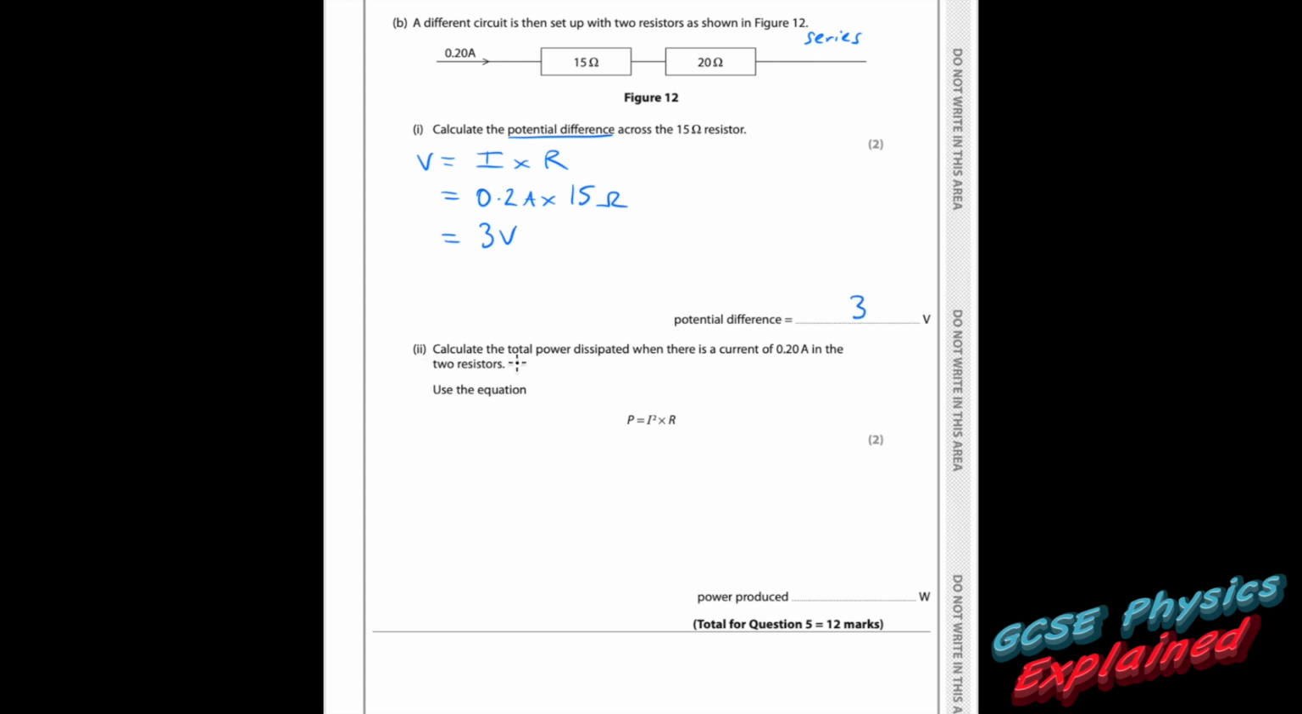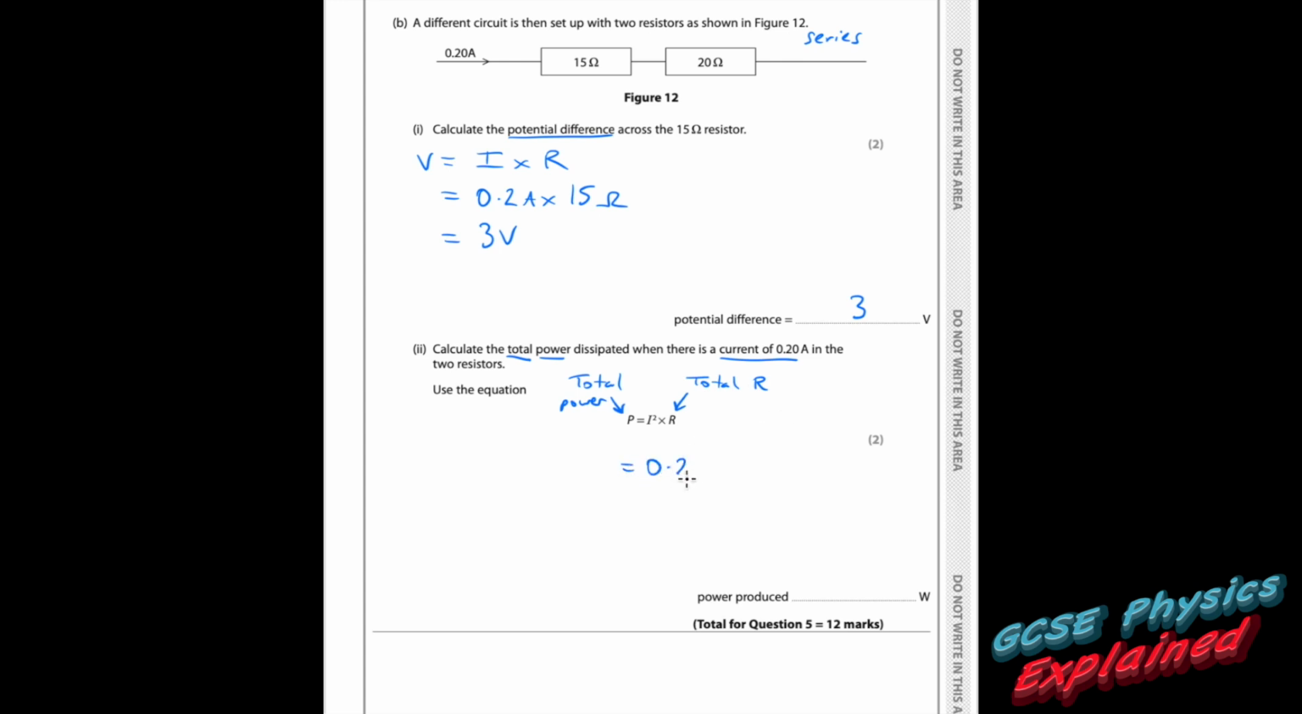Part 2. Calculate the total power dissipated when there is a current of 0.2 amps in the 2 resistors. Use the equation P equals I squared times by R. Now they're wanting the total power this time, not just the power of one resistor. So instead of just using resistances like 15 like we did last time, we're going to have the total resistance. Okay, to get the total power, you're going to need to use the total resistance.